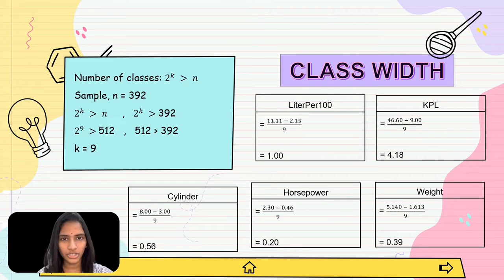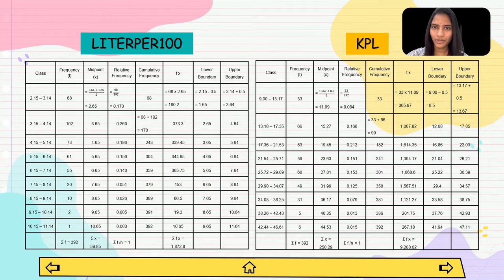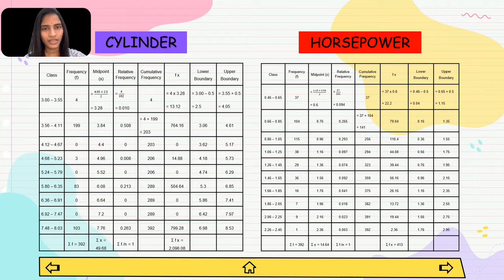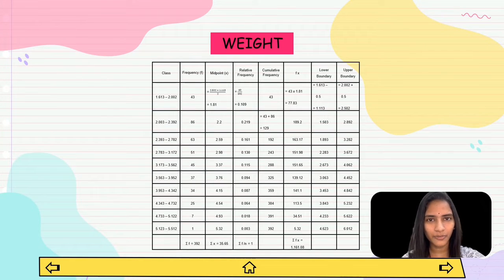weight is 0.39. These are the tables for liter per 100 and KPL. Based on each table, we have found the class, frequency, midpoint, relative frequency, cumulative frequency, FX, upper boundary, and lower boundary. This shows the table for cylinder and horsepower. Lastly, this is the table for weight.